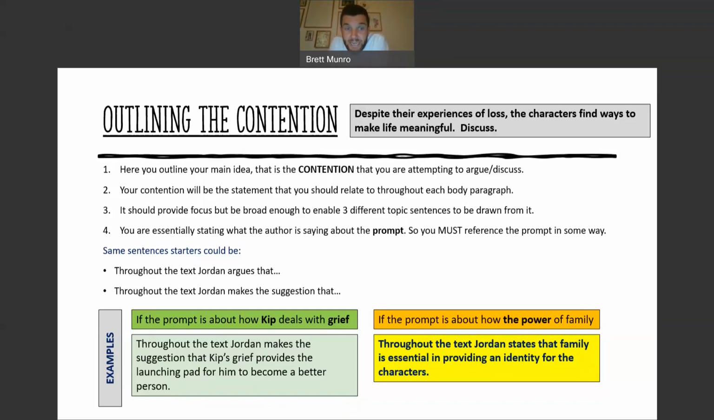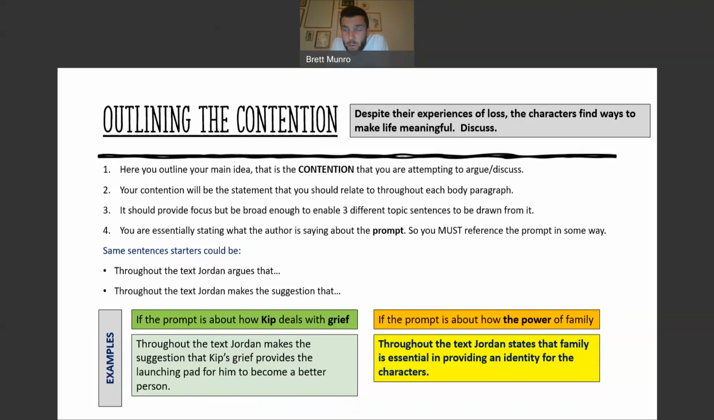You are essentially stating what the author is saying about the prompt. You need to ask yourself, what does Jordan say about the experience of loss and how characters find ways to make their own lives more meaningful despite loss? That's the question that we are attempting to ask and that we are attempting to answer in our contention.